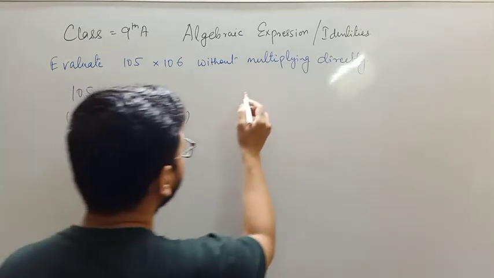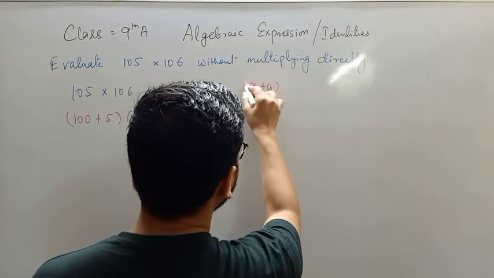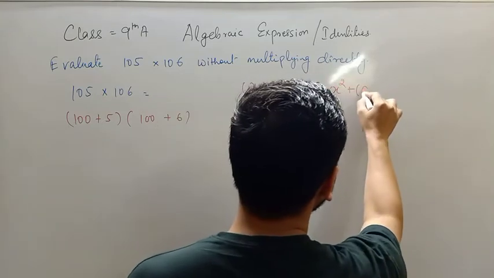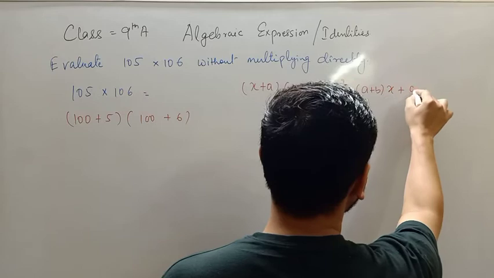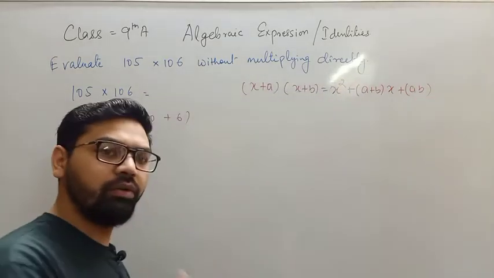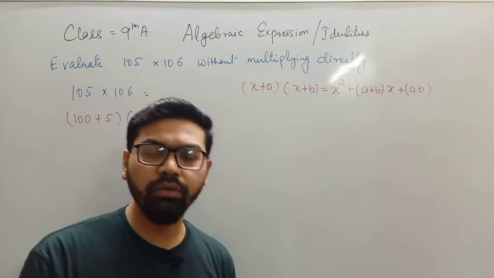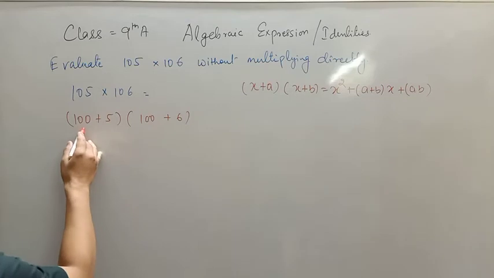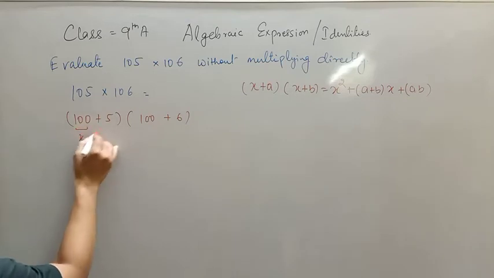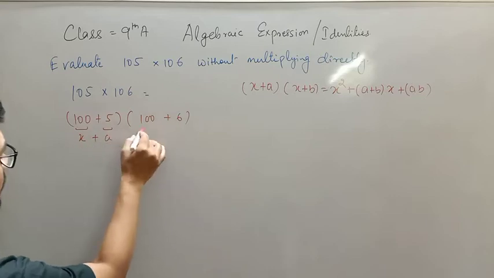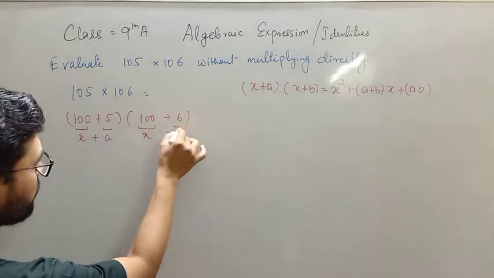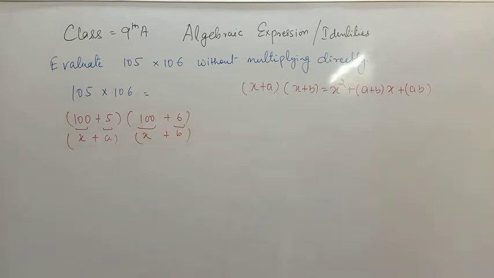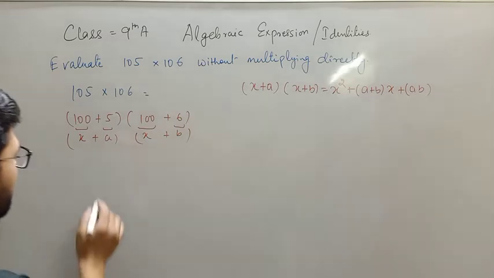And what is identity 4th? It is (x plus a)(x plus b) equals x square plus (a plus b)x plus ab. So try to write these identities n number of times, then only you will learn these identities. Okay. Now in place of x I have 100, in place of a I have 5, in place of x I have 100, and in place of b I have 6. So I can say now this is converted into an identity (x plus a) into (x plus b).